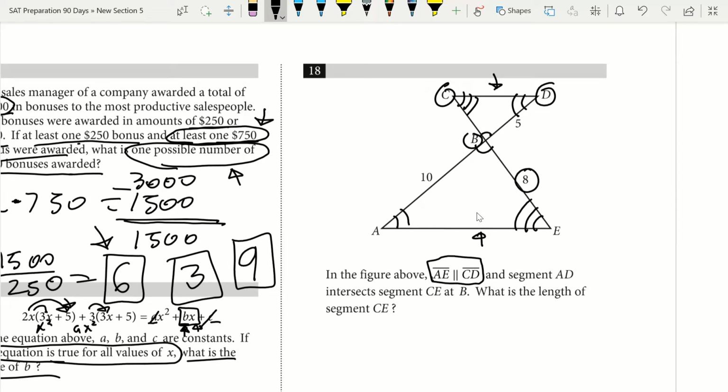So now that we know that, what I'm going to look to do is set up a ratio, okay? So I know that I have A to B right here. I know that that's 10, okay? So that's a 10, right? And I know that that's from my angle where I have two lines to my angle with one line. So I'm going to find my other angle with two lines to my angle with one line. And I see that that is going to be 5, right? I see that I have that from D to B, and I see that that is 5.